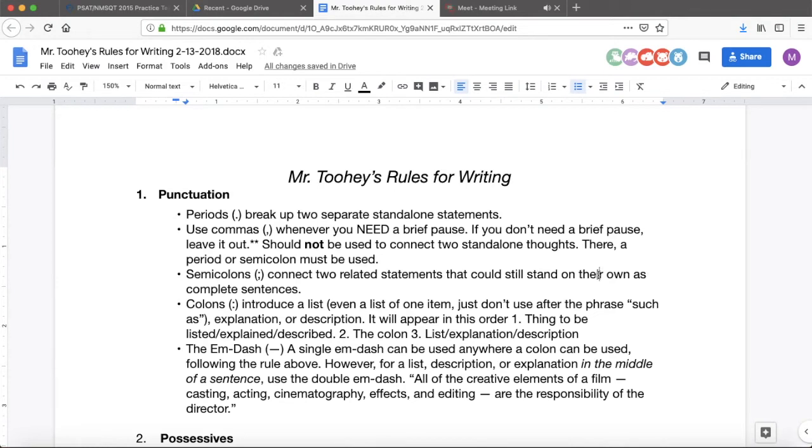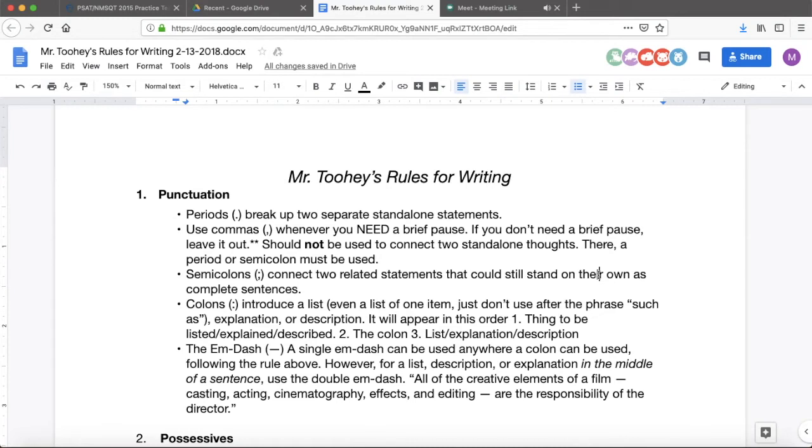So that's for a list. It can also be for an explanation or description. Let me give you an example. I'll use the cookie example again of the colon in a description. I was looking forward to baking chocolate chip cookies: the most delicious cookie in the world. Whether you think that's true or not is immaterial right now. That is a description of chocolate chip cookies. So that works there for the colon. It is true, by the way. It is the most delicious cookie in the world.